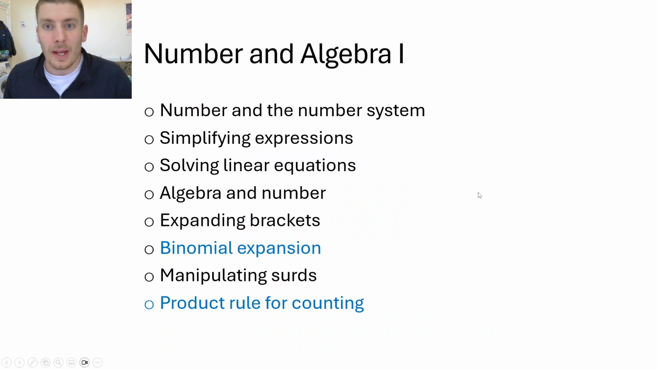So what can you expect to see during the course? Let's have a look. This is just taken from the book, and the first one is Number and Algebra 1. You can already see the majority of the topics in black you do at GCSE maths, for example solving linear equations. You've done that before. Now the blue ones, the binomial expansion, beautiful topic, will be new. And the product rule for counting, I put it as blue. You actually do it at GCSE as well, but you just go into more detail with that.